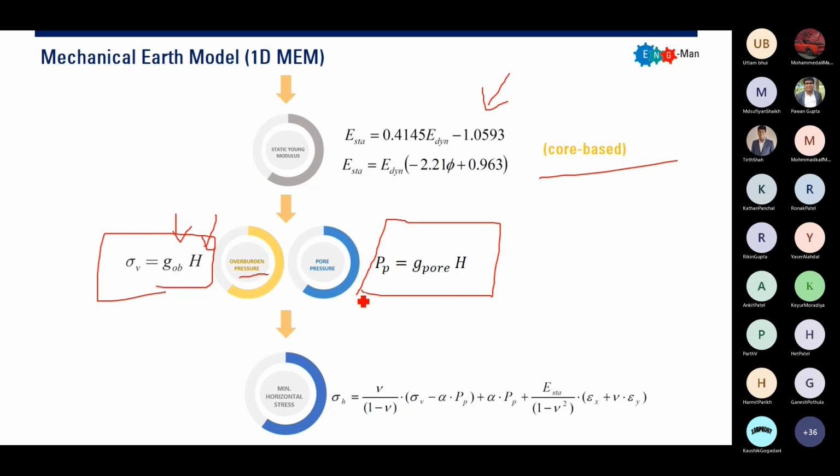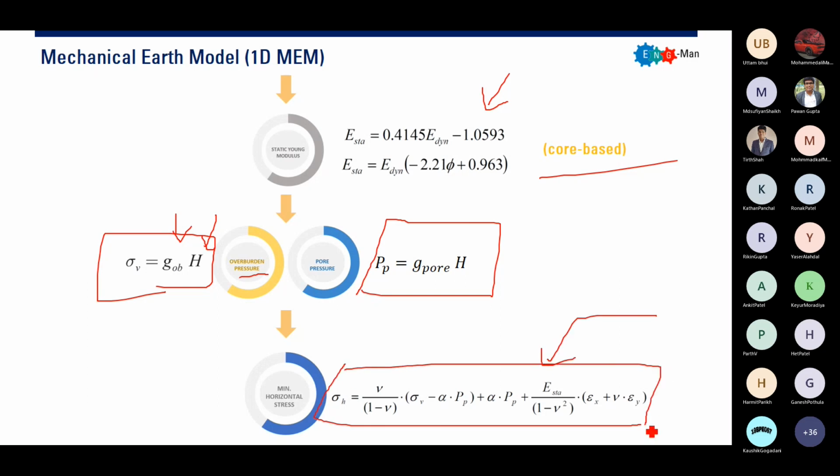And after that, we can use this quite scary but not really equation to calculate the minimum horizontal stress. So you can see we have Poisson ratio here, we have overburden stress here, and we have pore pressure here, right? Alpha is another parameter. I don't talk about it in this presentation. You can read the literature, of course. Static Young's modulus here. All right, so you can see the parameters that we've talked about previously are now used in our mechanical earth model calculation.